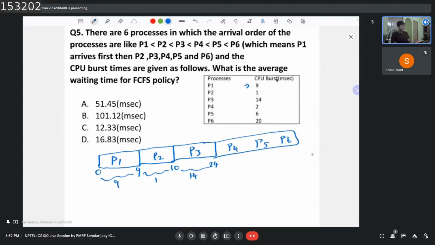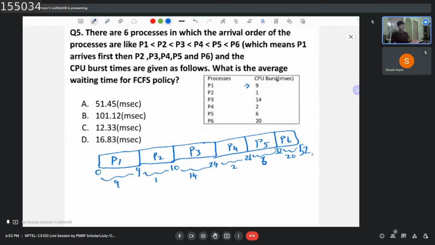And what's the completion time for these processes? So 24 plus 2, that's the P4 burst time, which is 26, and followed by P4 there is P5, which is having burst time of 6. So plus 6, 32. And then you have P6, which executes for 20 cycles, which is 32 plus 20, 52. So this is the Gantt chart.